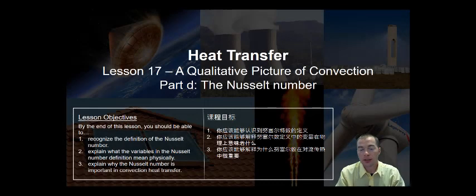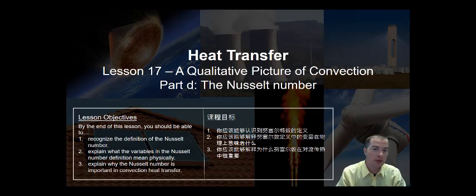This is the final part of the 17th lesson in heat transfer. In the 17th lesson, we have been developing a qualitative picture of convection heat transfer. This qualitative picture will be the foundation upon which we will interpret correlations used for calculating convection heat transfer coefficients in a variety of flow situations.